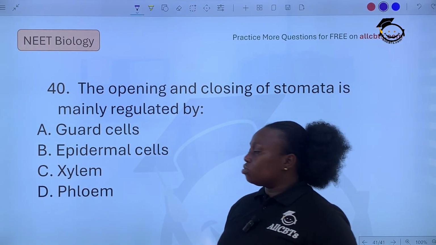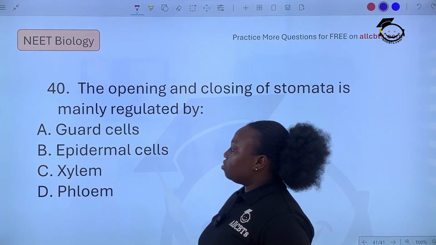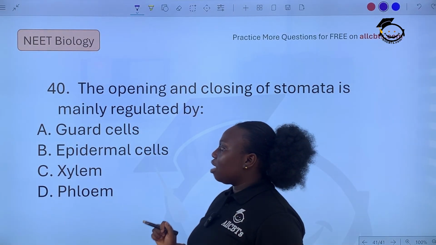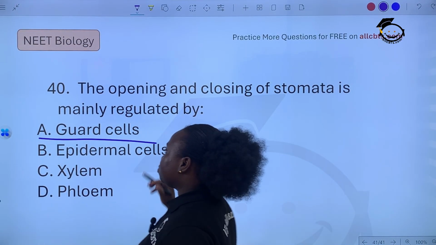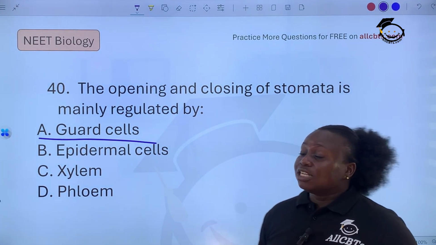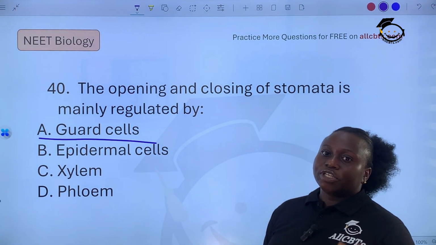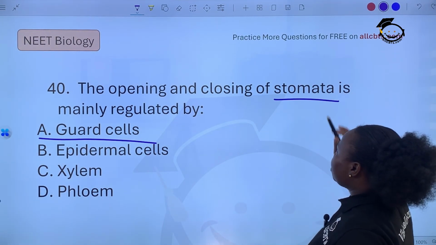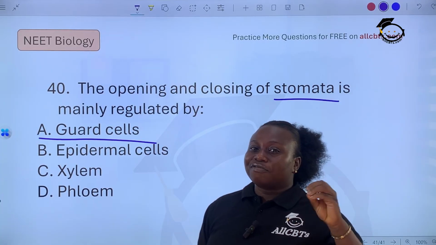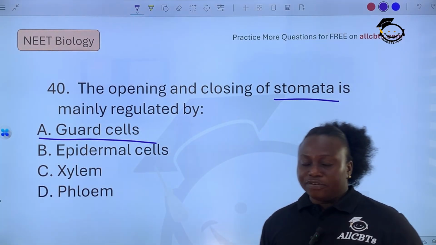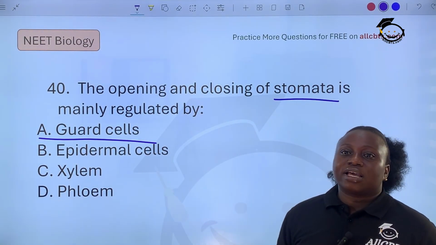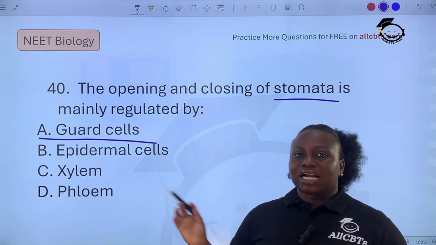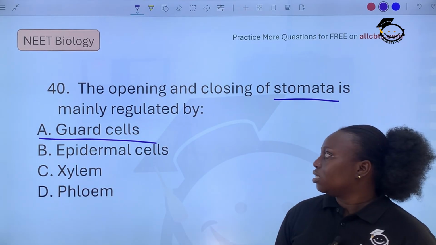Number 40, the opening and the closing of the stomata is mainly regulated by what? A, guard cells; B, epidermal cells; C, the xylem; and D, the phloem. Now the answer here is the guard cells, because these guard cells are the ones responsible for the opening and the closing of the stomata. And what are stomata? These are microscopic openings found in the leaves of plants. And why are they there? They are there for the exchange of gases in and out of the plant.